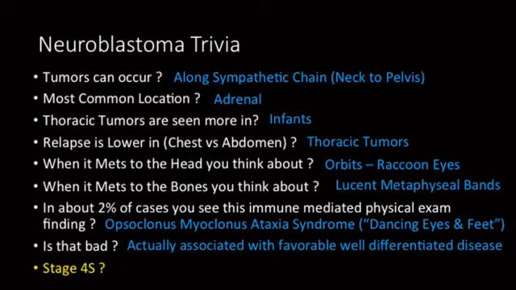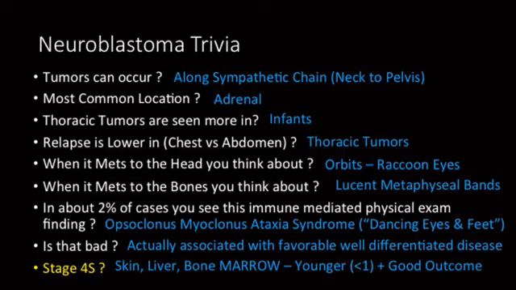And then lastly, what is stage 4S? Remember, this is the good one. Even though you think stage 4, you think bad, the S is for special, and special in this case is good. So skin, liver, and bone marrow. And the bone marrow involvement should be less than 10%. In fact, because it's less than 10%, it should not show up on an MIBG exam. So bone marrow should be negative on MIBG, even with stage 4S. It's a piece of trivia, and it is associated with a good outcome.